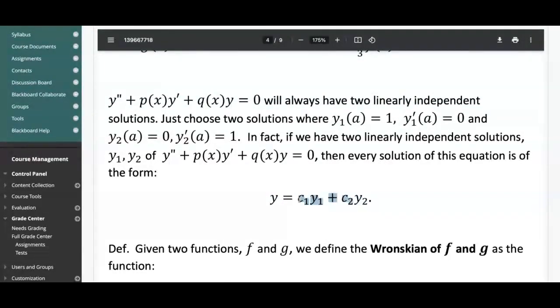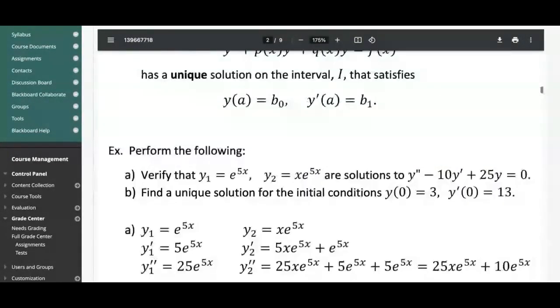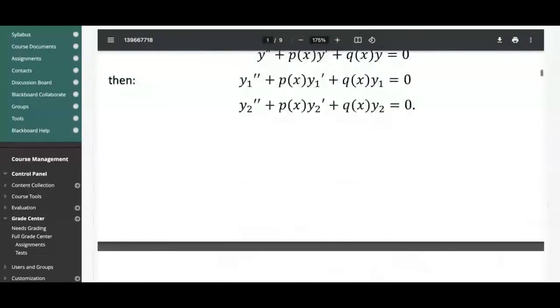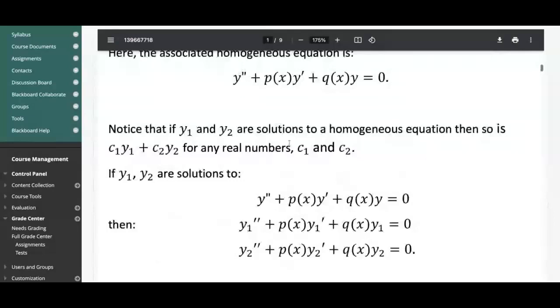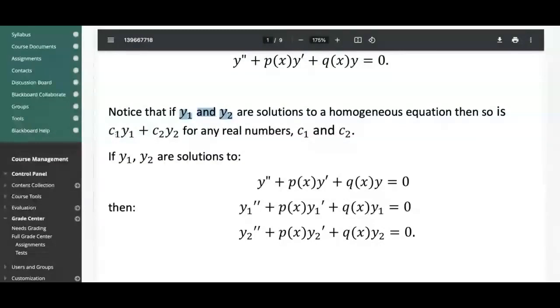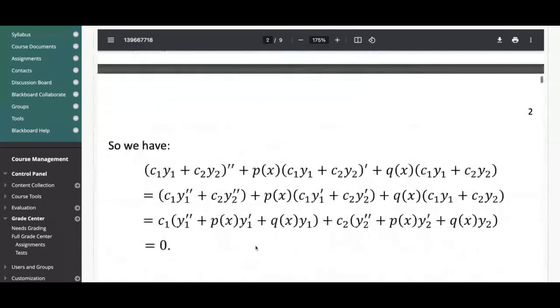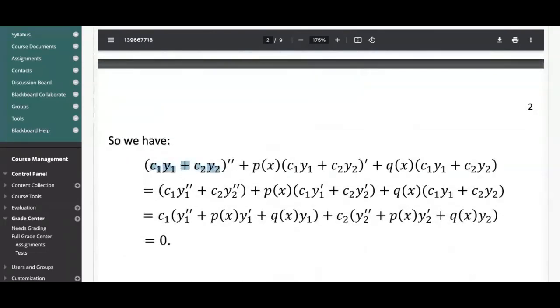And so this one we showed before. Let's go back a little bit. Right here, you see it says y1 and y2 are solutions to these homogeneous equations. So then c1 y1 plus c2 y2, where c1, c2 are just some real numbers, are solutions too. So this proves that if y1 is a solution and y2 is a solution, then for any c1, c2, c1 y1 plus c2 y2 is also a solution.